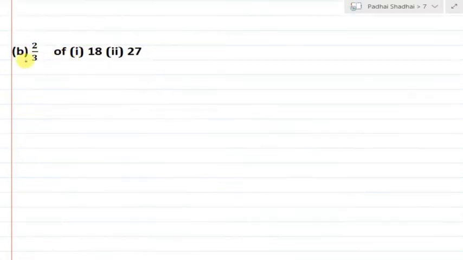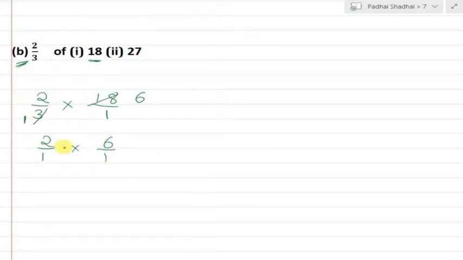Okay. So let us see question B. Same way, 2 by 3 of 18. So 2 by 3 into 18 by 1. 3 6s are 18, yes we can cut here also. Now for the first fraction we have left 2 by 1 and for the second fraction we have 6 by 1.